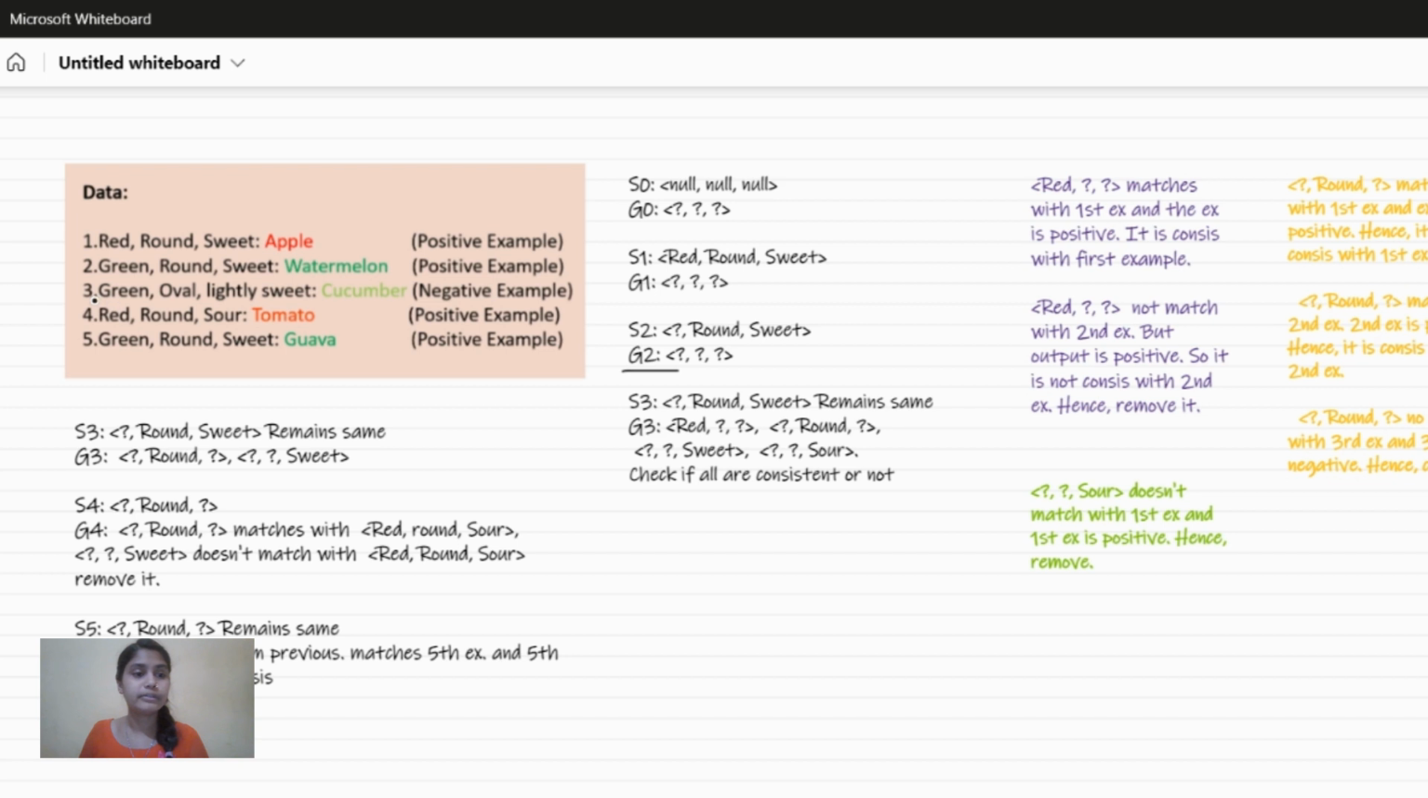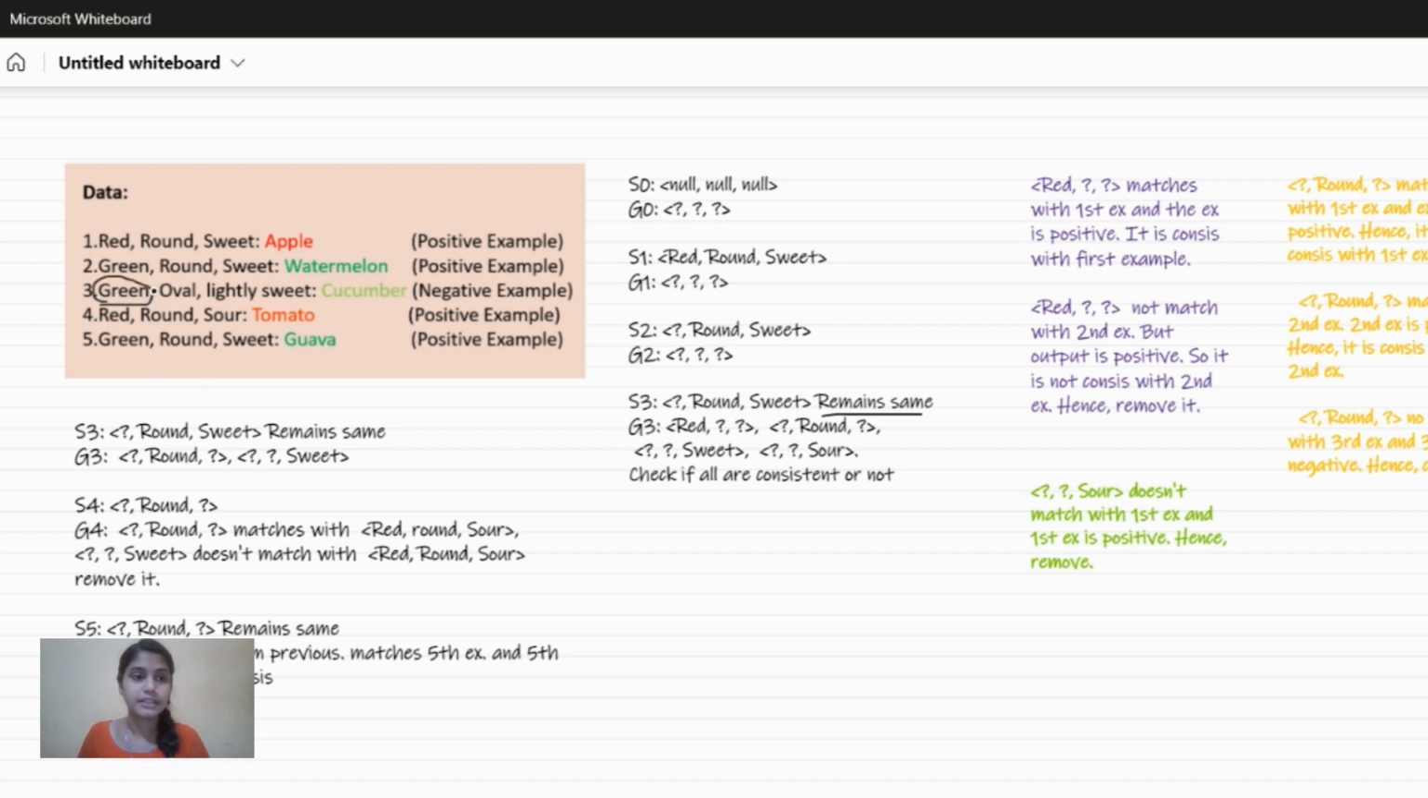Now we will work with the third example, which is a negative example. For a negative example, we want our specific hypothesis to stay specific. We are not going to change our specific hypothesis. We are only going to work with the general hypothesis. So the specific hypothesis will remain the same, and for the general hypothesis, please listen carefully.